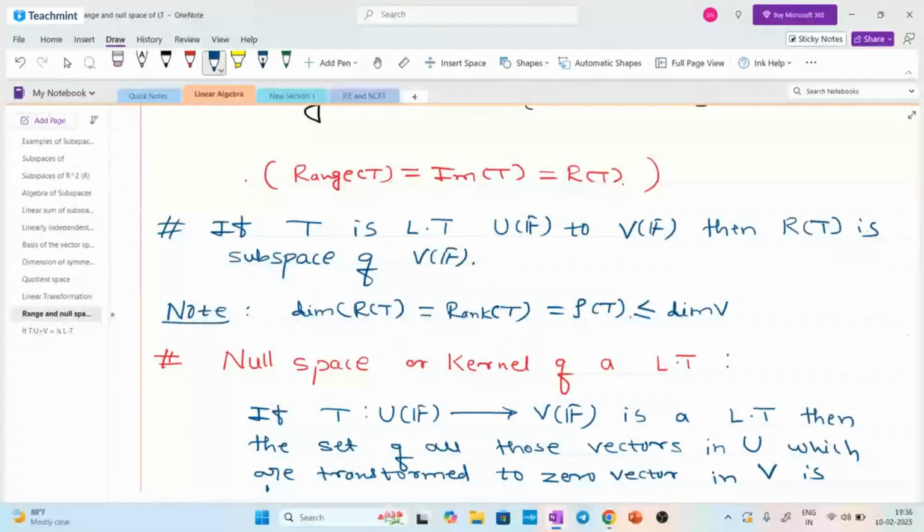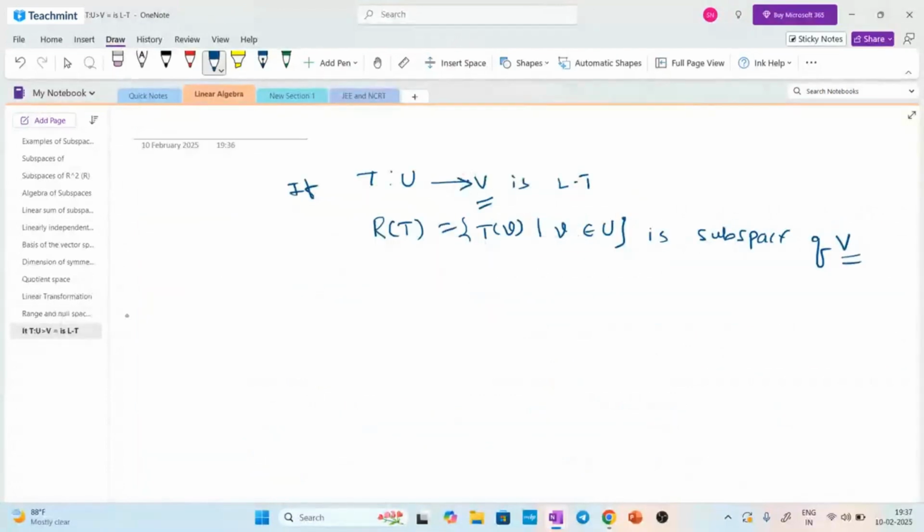Okay, and moreover, if V is a finite dimensional vector space, then R of T is a subspace of capital V. Okay, then we have to define the dimension of the range of T. Since it is a subspace, it has a dimension, for every vector space has a dimension. Okay, and the dimension of the range of T, R of T, is defined as the rank of T.